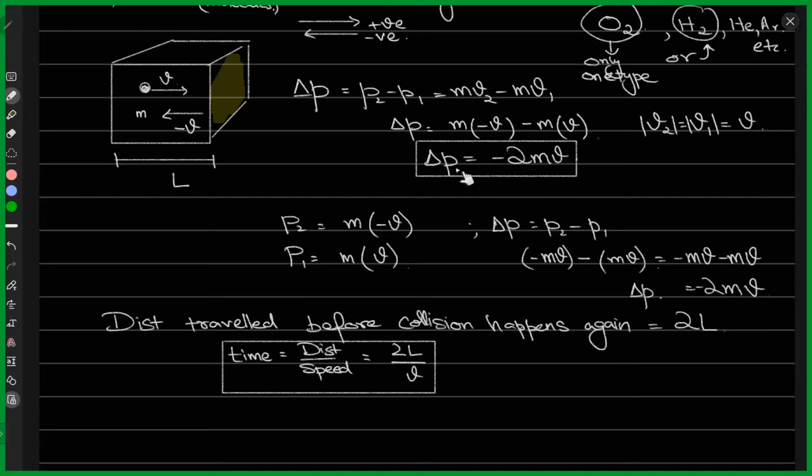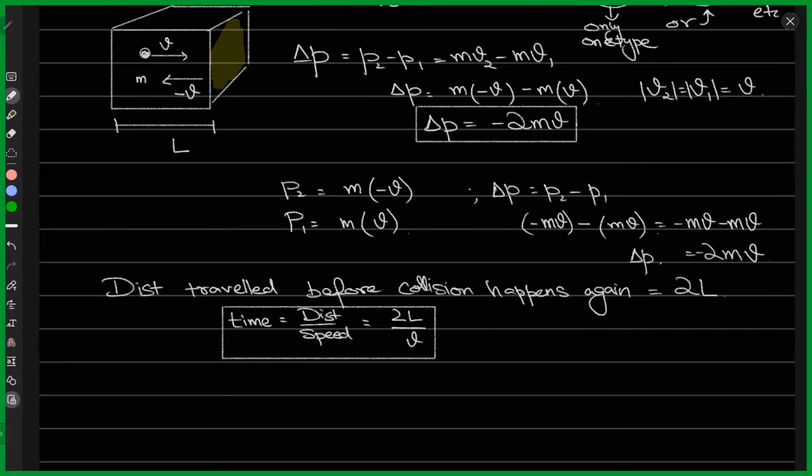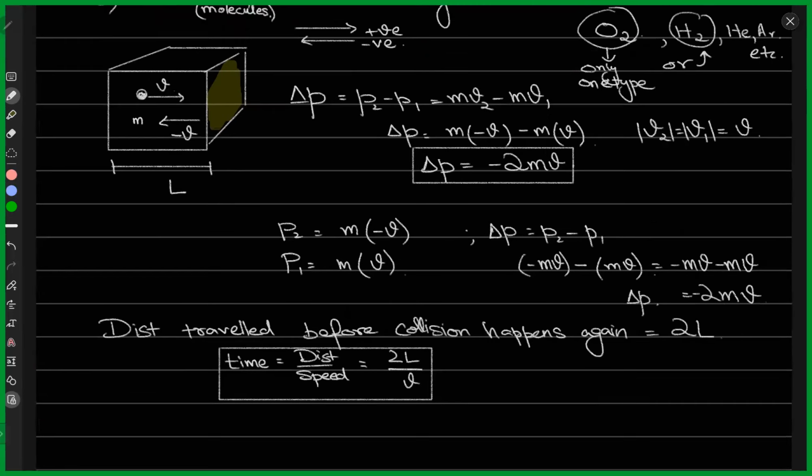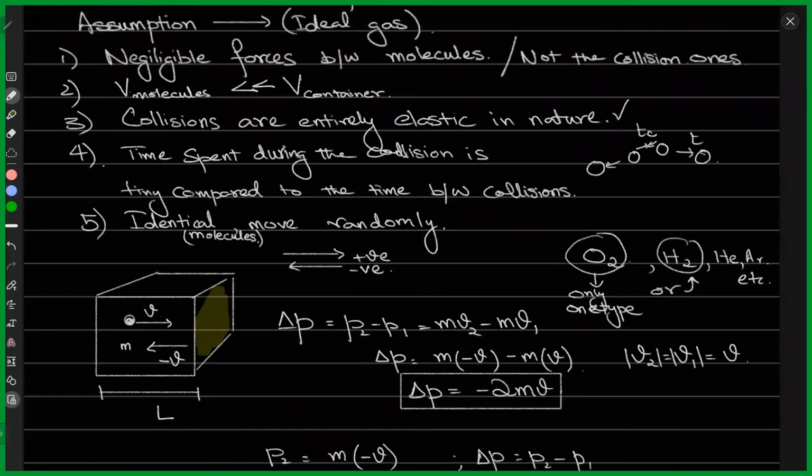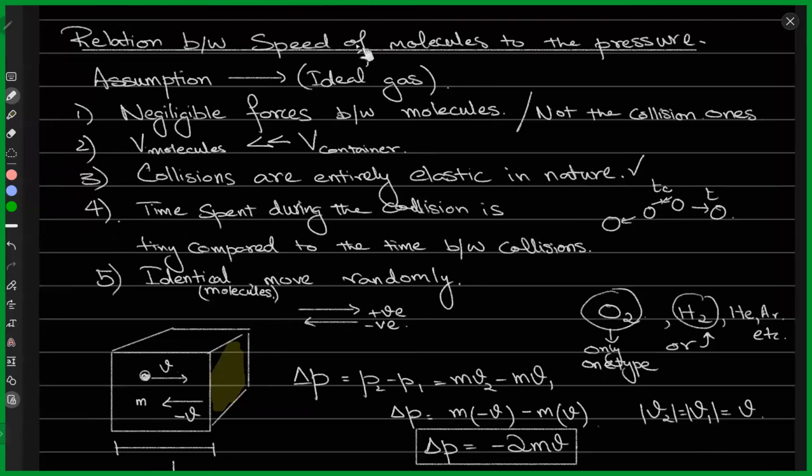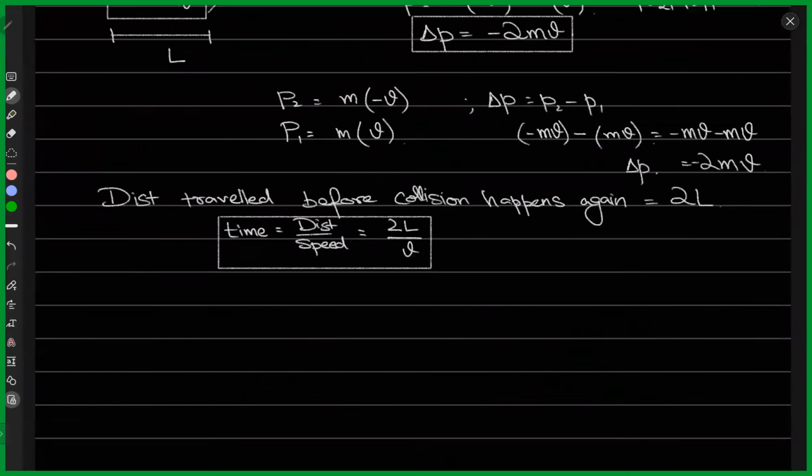Having this momentum and this time, I can now write an expression for the force, right? So that was my goal. So once I write an expression for force, then I can easily write down an expression for pressure. And remember, that was our goal. We wanted to find the relation of speed of molecules to the pressure. So having an equation of pressure in terms of this speed v, I'll have this relationship.